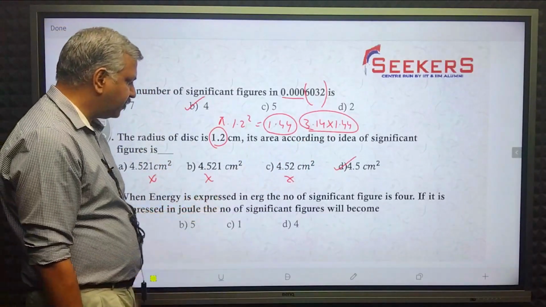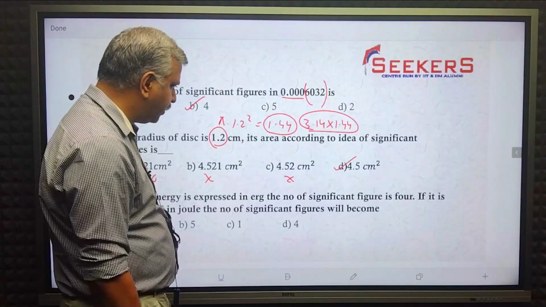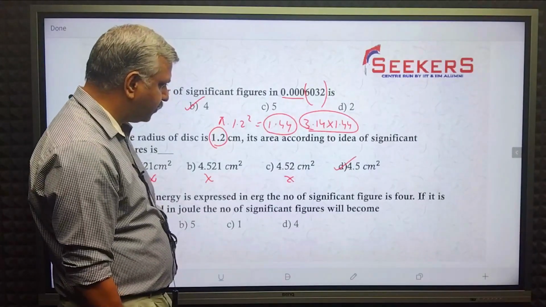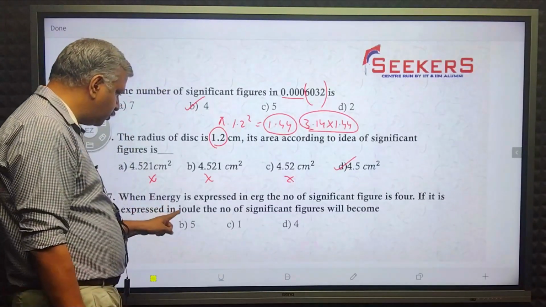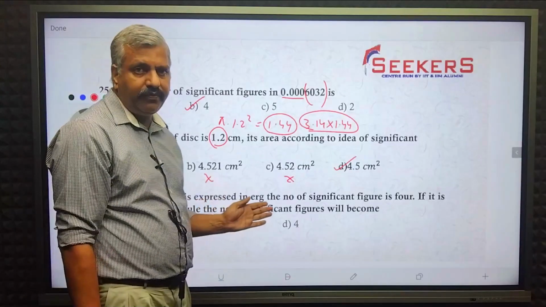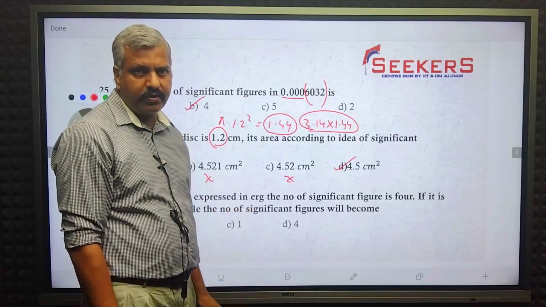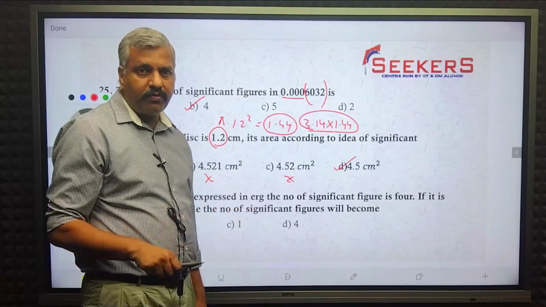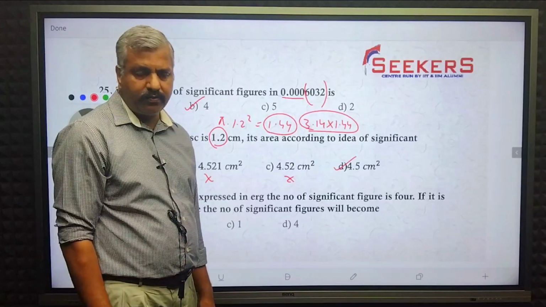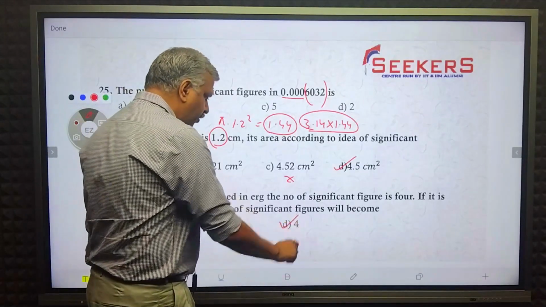When energy is expressed in erg and the number of significant figures is 4, if it is expressed in joules, the number of significant figures does not change with units. So whatever unit you use, whichever way you express, the number of significant figures must be the same. So I will go for option 4.